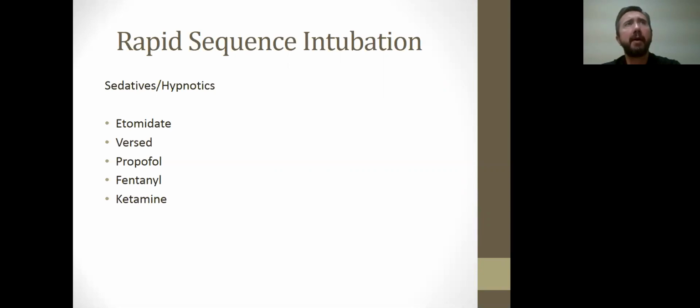Versed, of course, let me back up. Etomidate is typically given 0.3 to 0.6 milligrams per kilogram, typically 40 to 60 milligrams for a normal adult patient. Versed is a benzodiazepine. Again, I mentioned it earlier. It's not necessarily a venodilator. However, it can dilate the vessels due to its relaxing properties. Also, it serves as an amnesiac as well, so the patient won't remember the procedure.